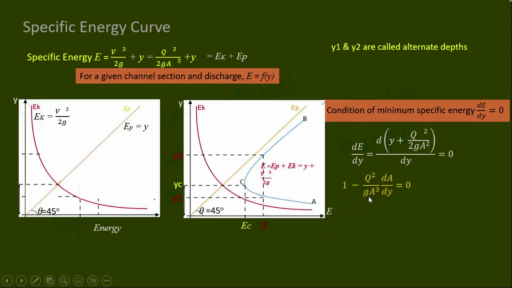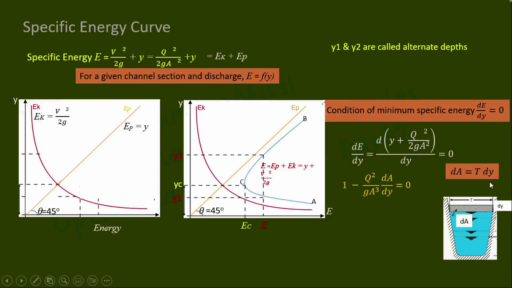If you differentiate this expression with respect to y and equate to 0, it becomes 1 minus Q square by gA cube into dA by dy equal to 0. In this, Q is constant and A is a function of y. For the channel section shown in this figure, the top width T represents the width of the channel at the free surface. Consider a small strip of water with thickness dy. So area dA is equal to T into dy, or T equals dA by dy.